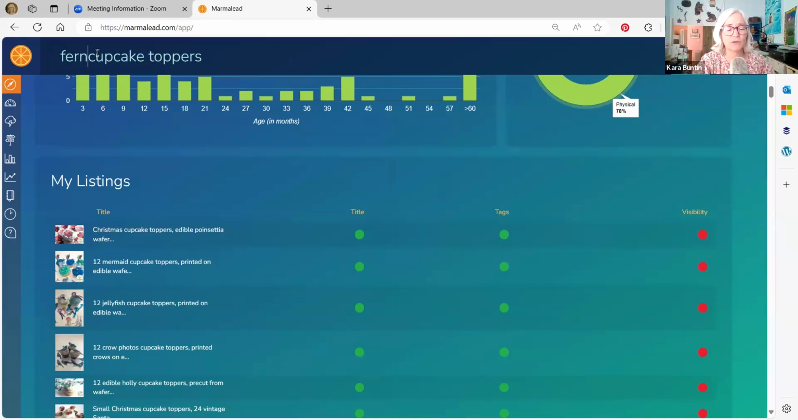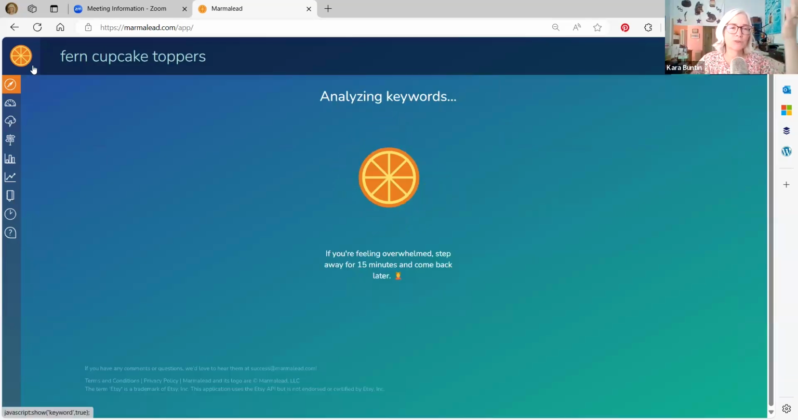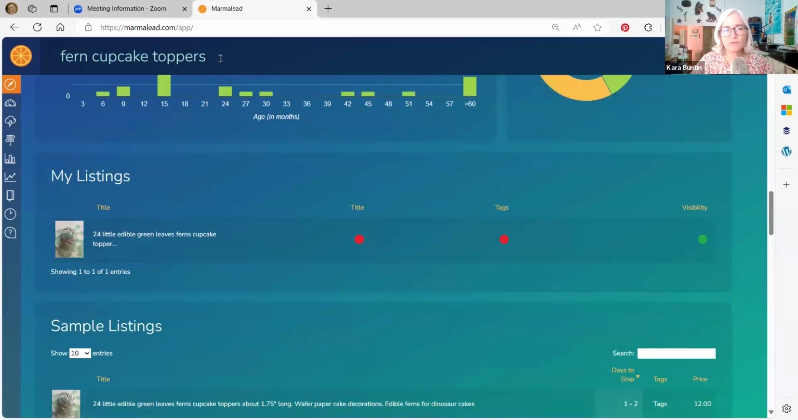Let's go back to the fern cupcake toppers and scroll all the way down, because different parts of Marmalead are going to be more or less useful depending on how specific the keyword you're looking at is. And you can see here that if all we're doing is looking at fern cupcake toppers, this is the one listing that I have. I have one listing that targets this keyword.